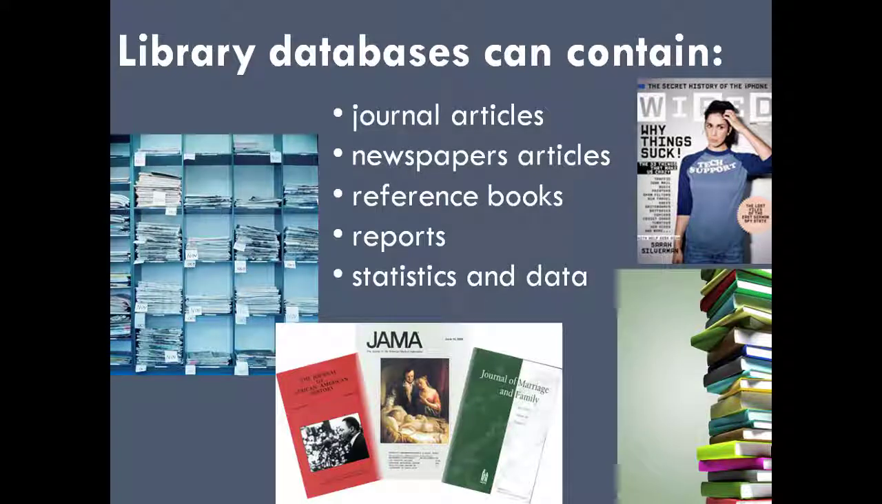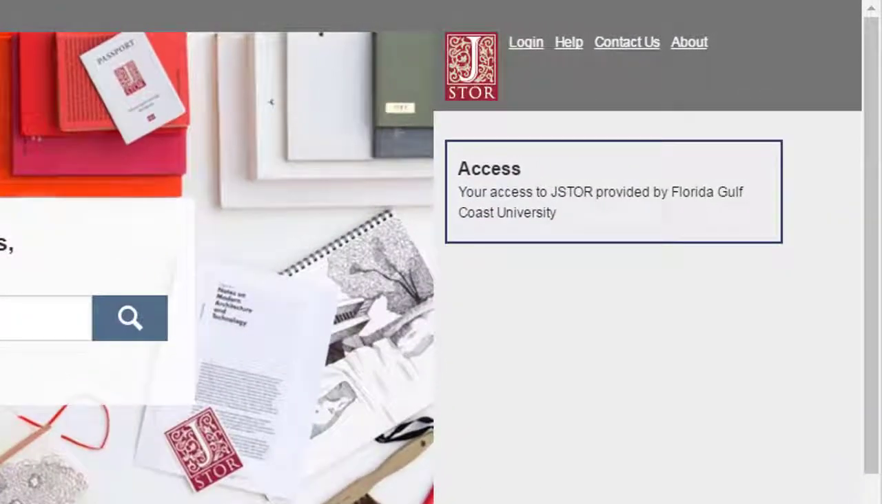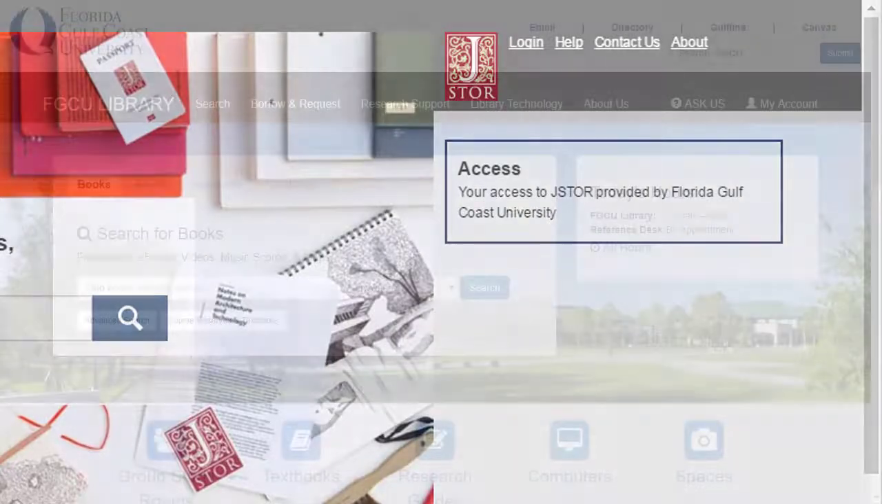The best place to look for journal articles for a research paper is in an online research database. It can contain journal articles, magazine articles, newspaper articles, financial data, images, music, and more. The FGCU library pays for access to these databases and their content, which means that all FGCU students, staff, and faculty have access to the content as well.